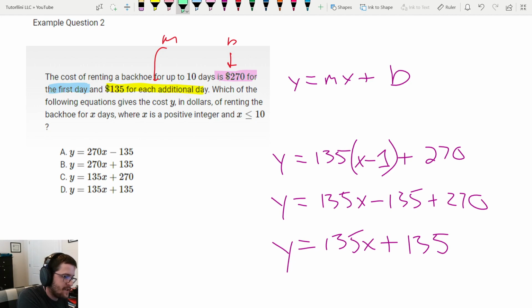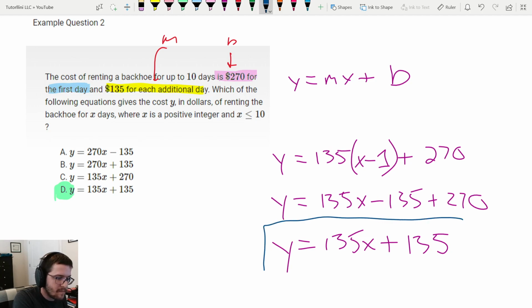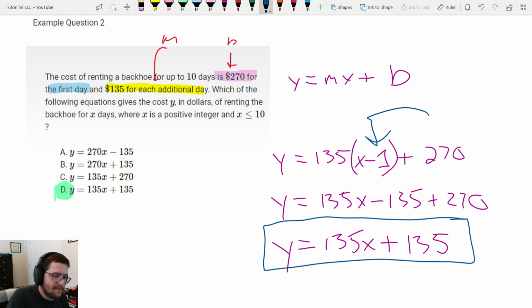There was a question like this on one of the digital SAT practice tests. I wouldn't be surprised if they asked this again. But that's your answer. So the really tricky part here is we had to shift it back to x minus 1 because it was after 1 day.